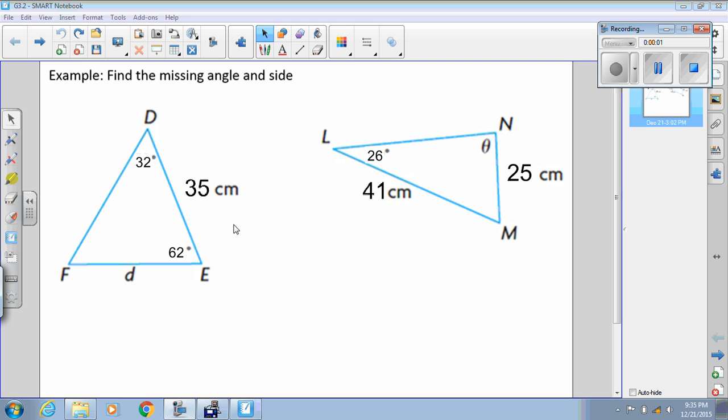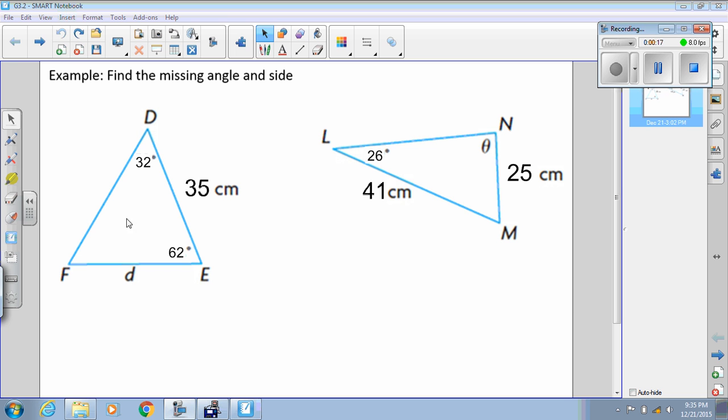We'll be looking at finding missing angles and missing sides using the sine formula. So the idea is to find the perfect pair. What does the perfect pair mean? It means that you have a known angle and side that are opposite to each other.